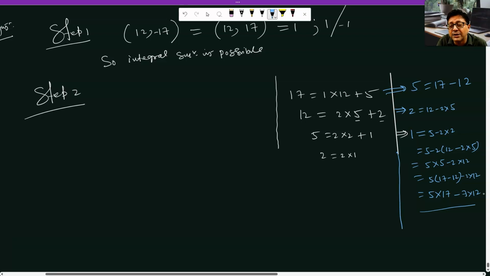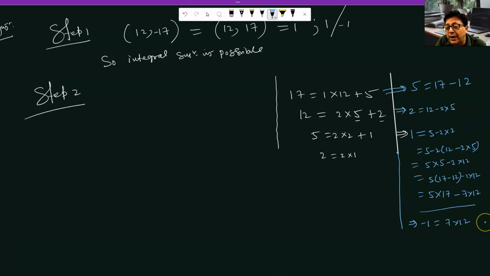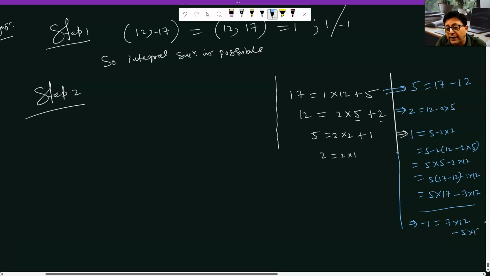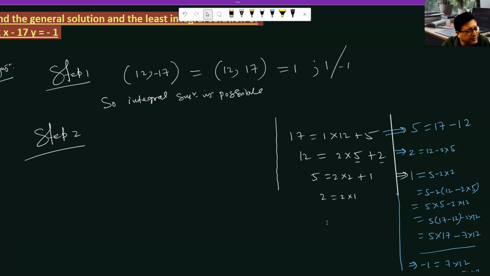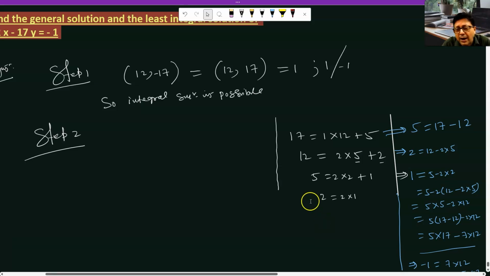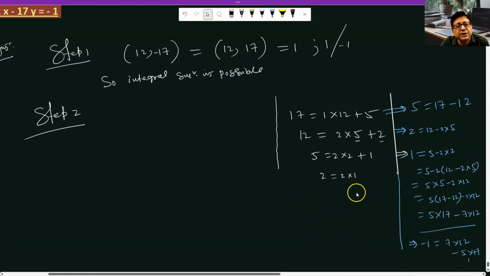But we need minus 1. So multiply both sides by minus 1. It is going to be 7 into 12 minus 5 into 17. Hope you have understood the initial solution. What is the initial solution going to be then? x0 equal to 7 and y0 equal to 5.